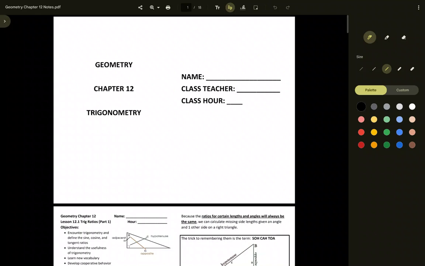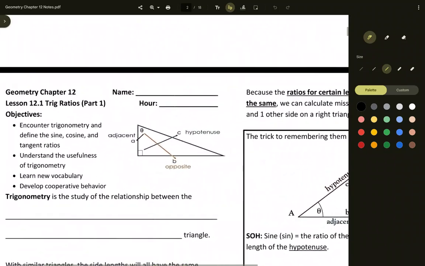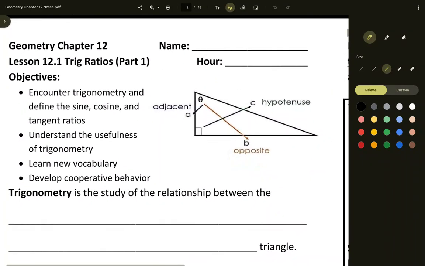All right, for trigonometry, today we are going to start with trig ratios, section 12.1. And our objectives today are going to be to look at the trigonometry ratios for sine, cosine, and tangent, and then understand how they're useful. It's going to be some new vocabulary and something that you've probably never encountered before, so make sure that you're giving it your full attention.